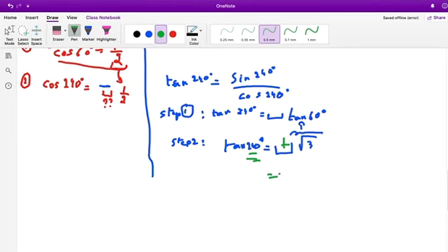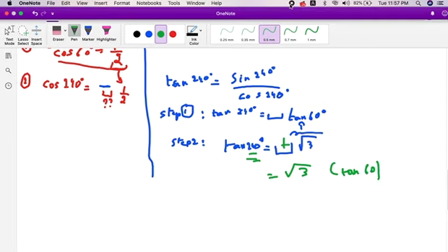So tangent 240 is equal to radical 3, which is actually the same as tangent 60. Hope you enjoy the session and you learn it properly. All the best.